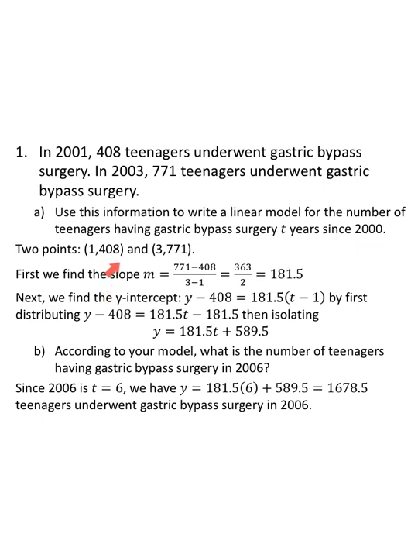To find the slope, we subtract y values, 771 minus 408, and then subtract x values, or t values, in the same order, 3 minus 1. If the 771 comes first, the 3 has to come first. When we do our subtraction, 771 minus 408 gives us a numerator of 363, where 3 minus 1 gives us a denominator of 2. 363 divided by 2 is 181.5.